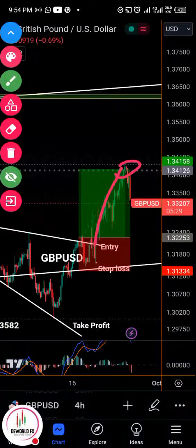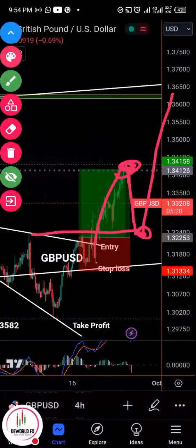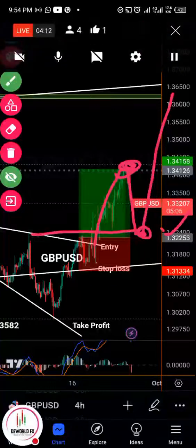So now we have this market go to our TP1. We're expecting a retest, a pullback to this zone, then we go up. Those in my masterclass will understand why we are looking at that area for the pullback.